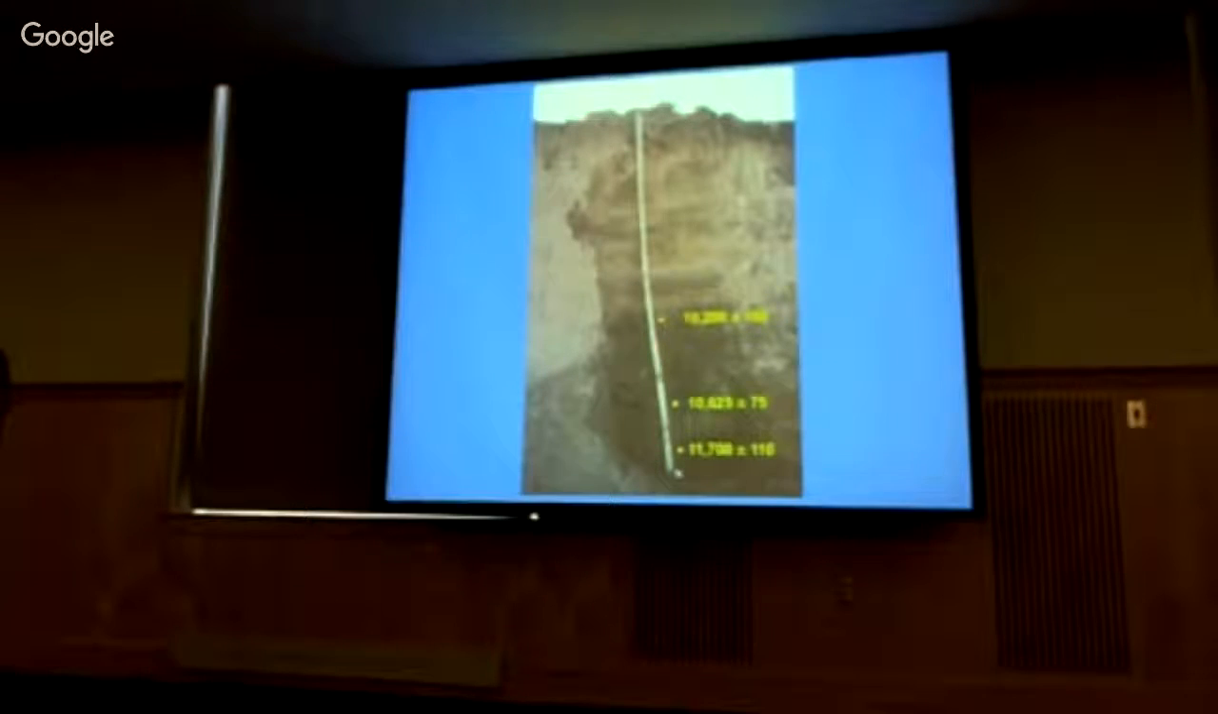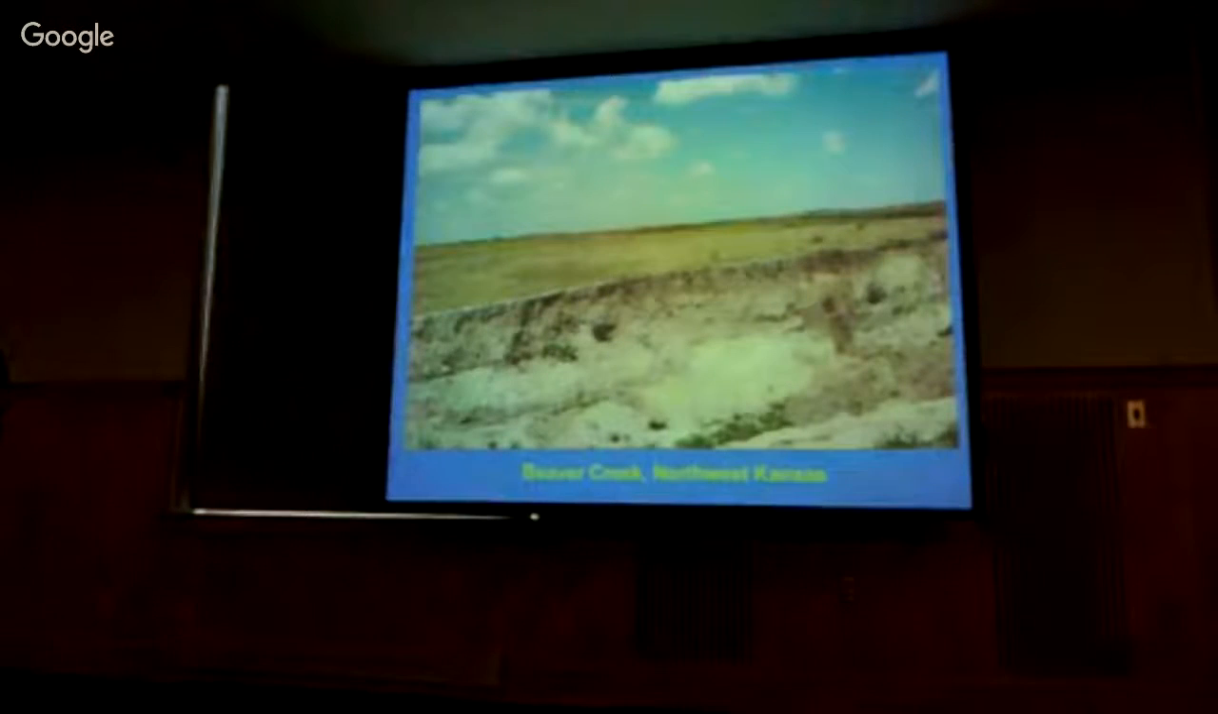Look from there, big, thick cumulative soil, actually multiple soils that are all welded together, 11.7, 10.6, so, you know, the Younger Dryas. And this all looks like it's late Holocene. You know, there's very little soil development, it's all stratified, came in fast. And then finally, Beaver Creek, another draw.